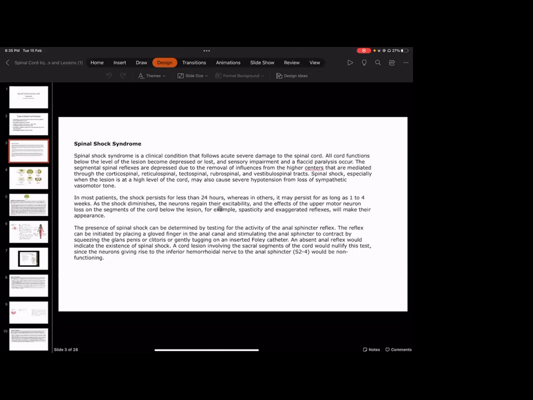Over here, the person went into shock, so he's going to be hypotensive. You might lose a lot of things. And spinal shock is different from getting a lesion. You understand that?